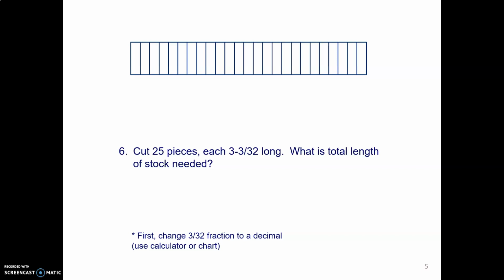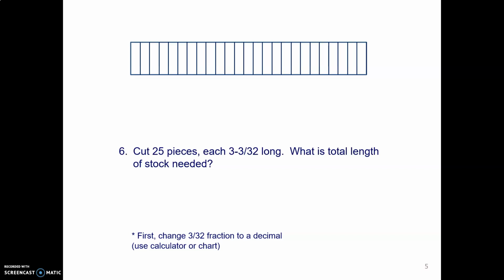Let's say you have a deal where you're going to want 25 pieces of something, some kind of sheet metal stock, and you want each one of those to be 3 3/32 of an inch long. And let's pretend that the saw blade you're using doesn't eat up any metal at all. So it's just 3 3/32, 25 of those side by side.